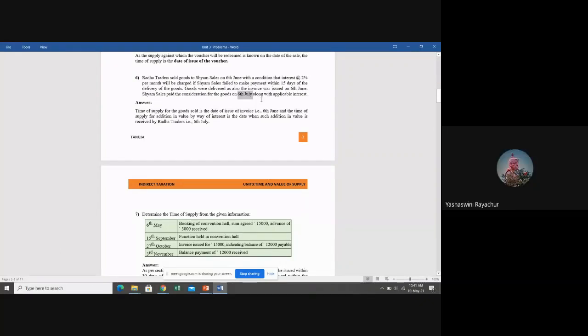Yes, students. Ma'am, 6th June. Among 6th June and 6th July, which is earlier, students? Quick. Correct. So the time of supply for the goods sold is the date of issue of invoice, that is 6th June. Okay. So one part of the problem we have solved.